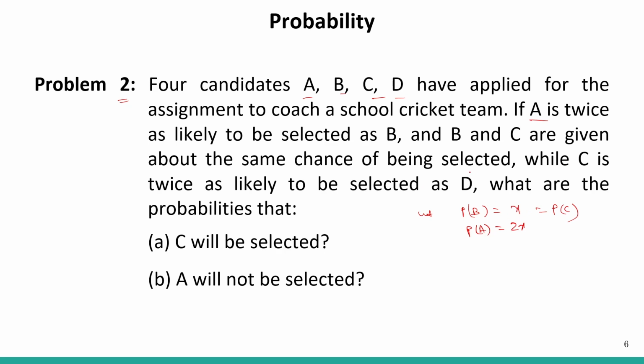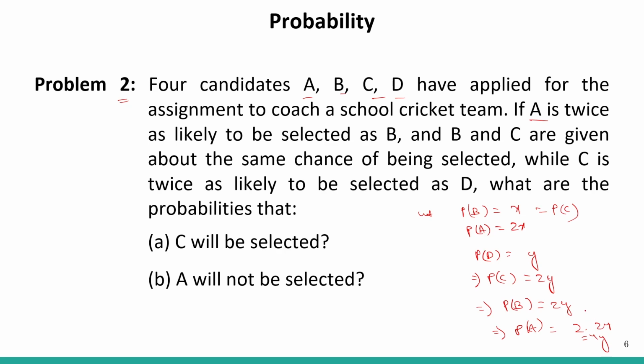While C is twice as likely to be selected as D, let probability of D be y. So this implies that probability of C is equal to 2y. This is what is given to us, because C is twice as likely to be selected as D. So probability of B will be equal to x, that is equal to 2y. So probability of A will be 2 into 2y, so it will be 4y.